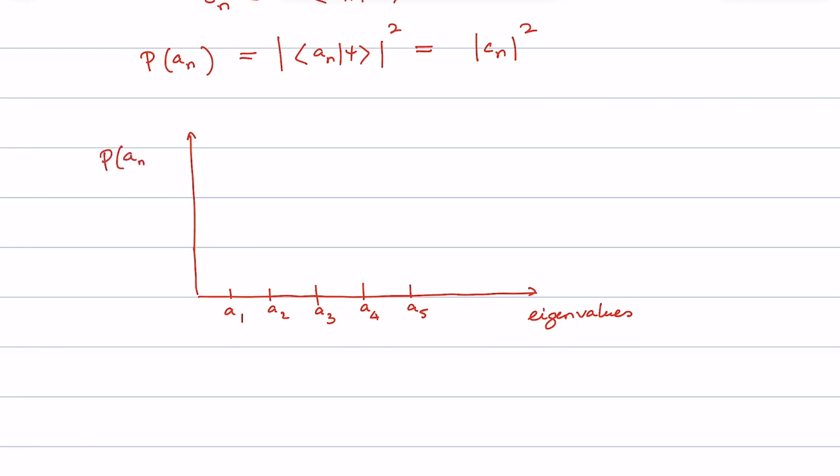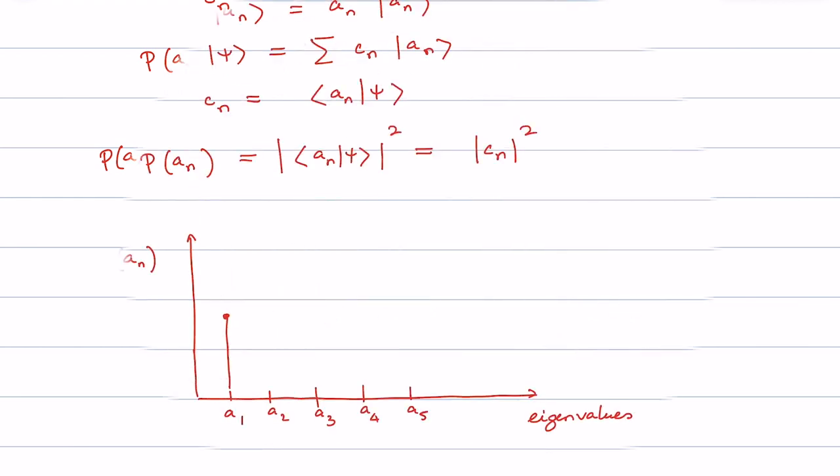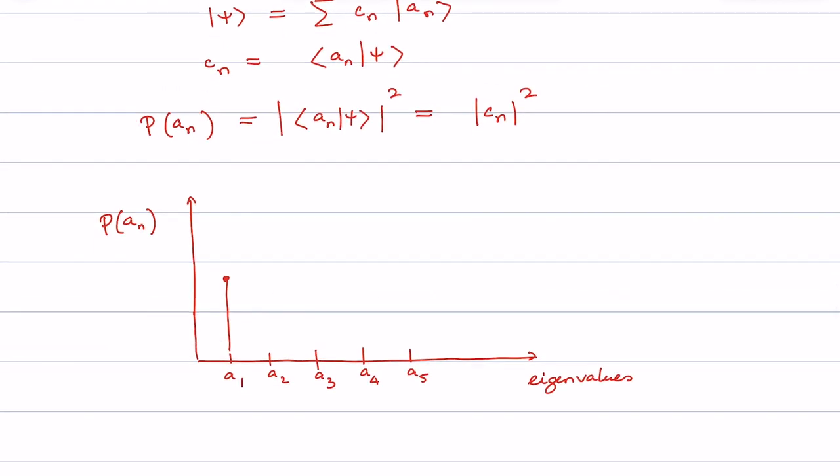Suppose P(an) is the probability of getting a particular eigenvalue. The system is in an arbitrary state |ψ⟩, and these eigenvalues depend on the operator A only. They do not depend on the state |ψ⟩. Now, each eigenvalue has a particular height given by the absolute square of the coefficient. Suppose the probability of getting a1 is given by |C1| square, and in this diagram it would have some height corresponding to a1.